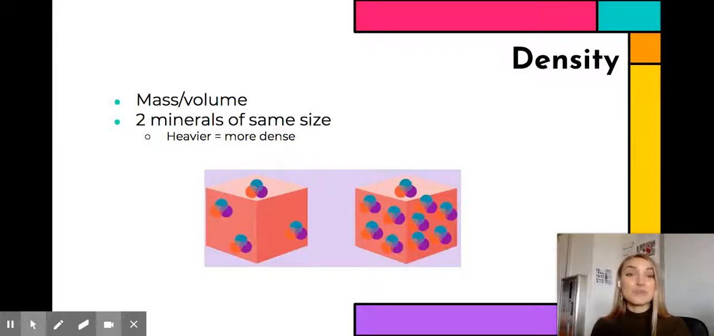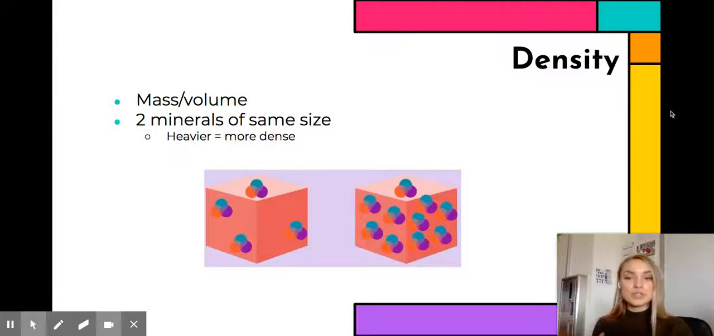Density is something that you've probably heard about before in science. Density is a measure of mass divided by volume. So basically, that's a fancy way of saying how much stuff do we fit in a particular space. If you've ever picked up two rocks that look like they're the same size, but one is significantly heavier than the other, that heavier rock is more dense.